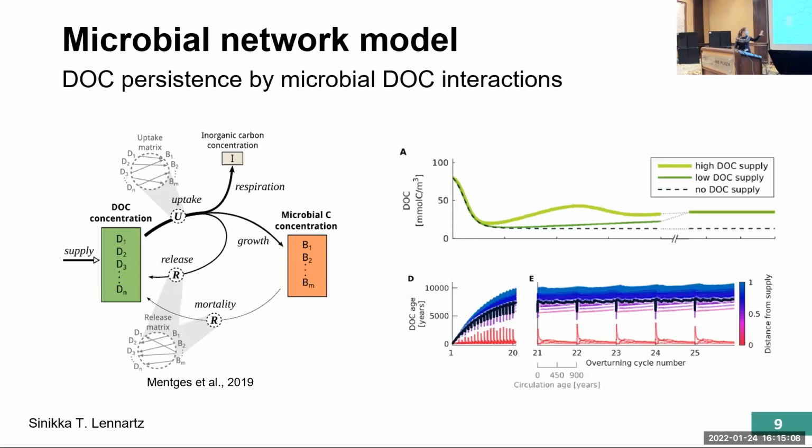This is work that was already published in 2019 by my colleague Andrea Menkes. She built this network model and could show that with these basic assumptions, you can already get to the mean concentration of dissolved organic carbon in the ocean and also the radiocarbon age. So this is really a mechanism that can explain how this carbon, which technically can be taken up so quickly by microbes, can still get to this age of several thousands of years.